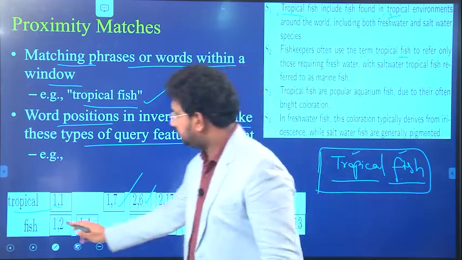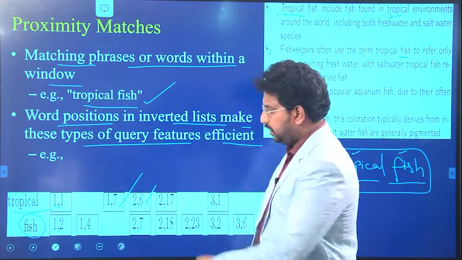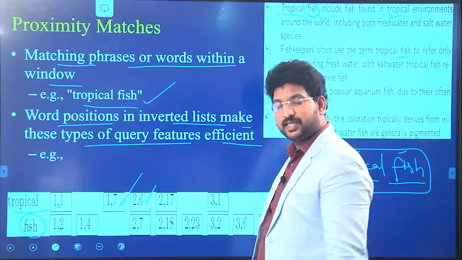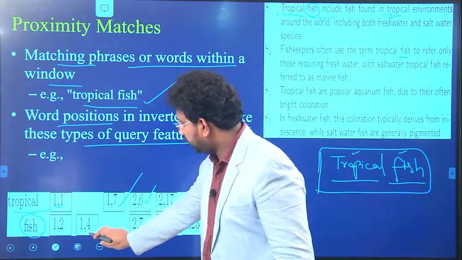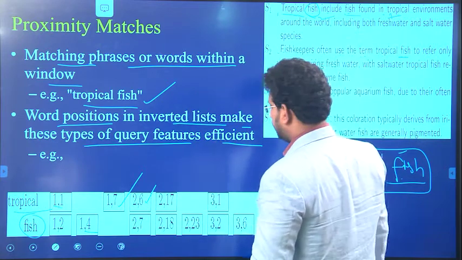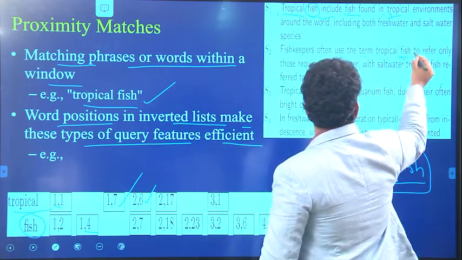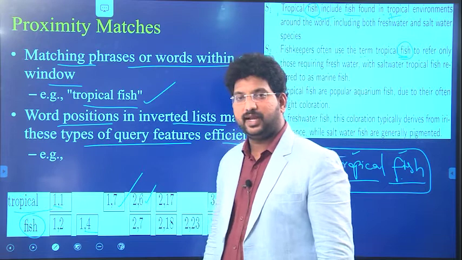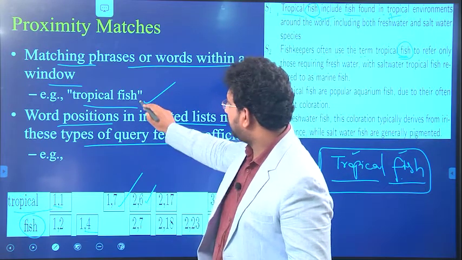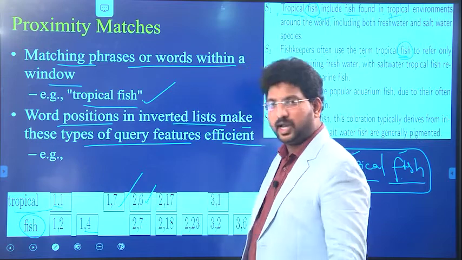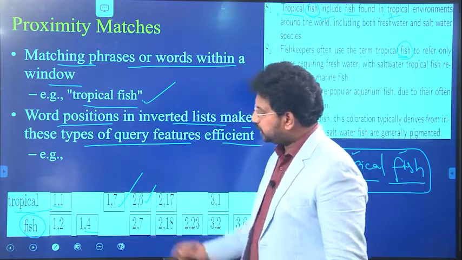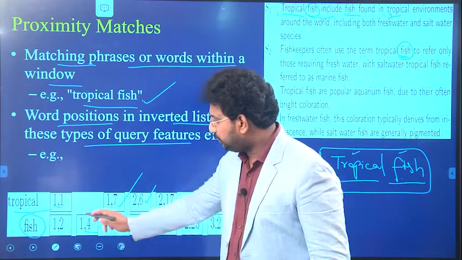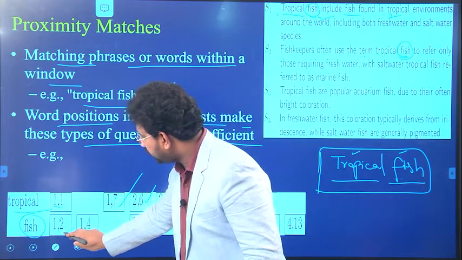The word fish is present in the first document at the second position, and the first document at the fourth position as well, and in the second document at the seventh position. Now we will check how to find the phrase tropical fish. Tropical is in the first document at the first position, and fish is in the first document at the second position.